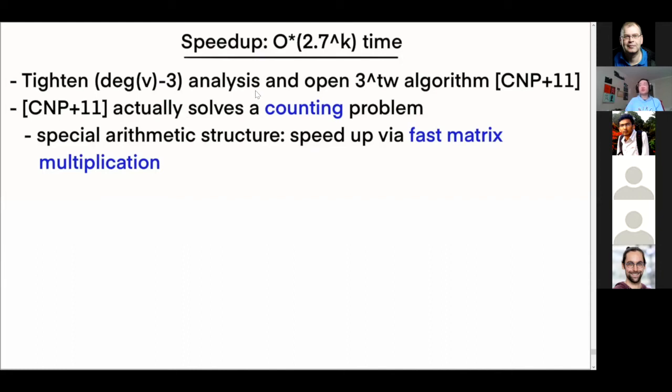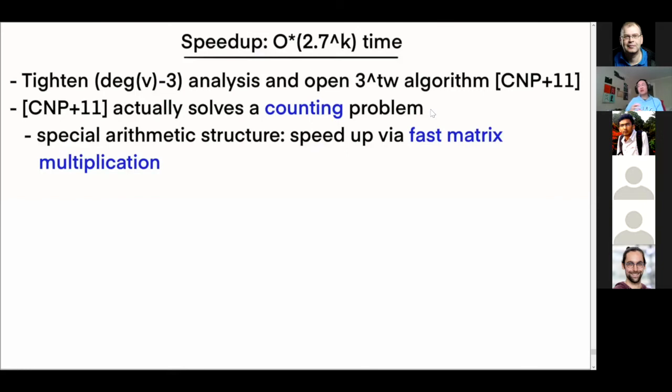Now to improve this further down to 2.7 to the k, we want to open the box of the treewidth algorithm by Cygan et al. It turns out the algorithm behind their paper is called Cut&Count. What they do is they actually solve a counting problem on cuts of the graph.